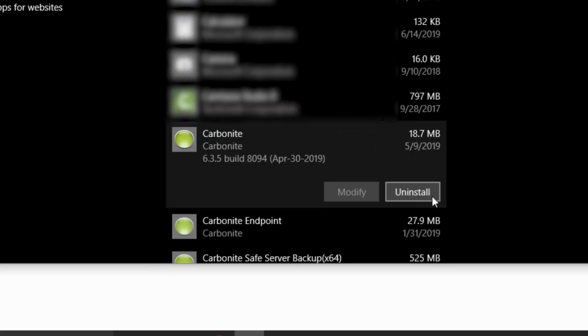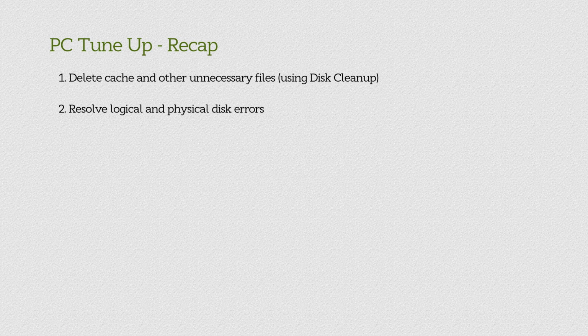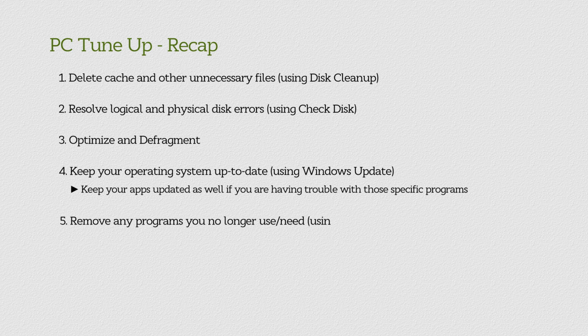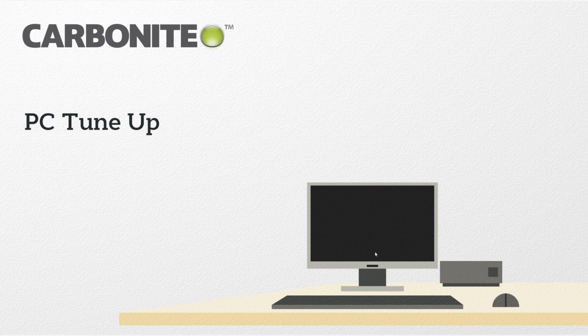To recap, the best way to get your PC running efficiently again is to resolve any unused data and errors using disk cleanup, check disk, and possibly optimize and defragment. Keep your system and software up to date using Windows Update. And remove any programs you don't need anymore using Add or Remove Programs. Giving any sluggish PC a tune-up using these tools should give it a healthy boost and get it running much better.